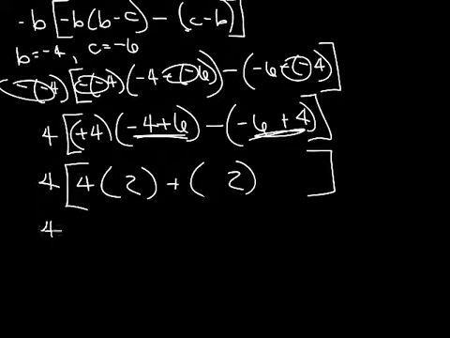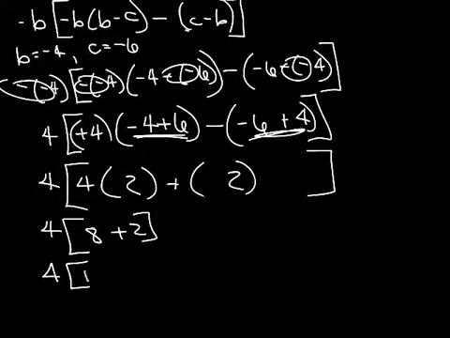Okay, so now we have 4 times 2 is 8, plus 2, 4 times 10, and that equals 40. Okay, boy, I'm just waiting for me to make a mistake because it's so easy to make a mistake when you're doing these. So that's it for lesson number 16.